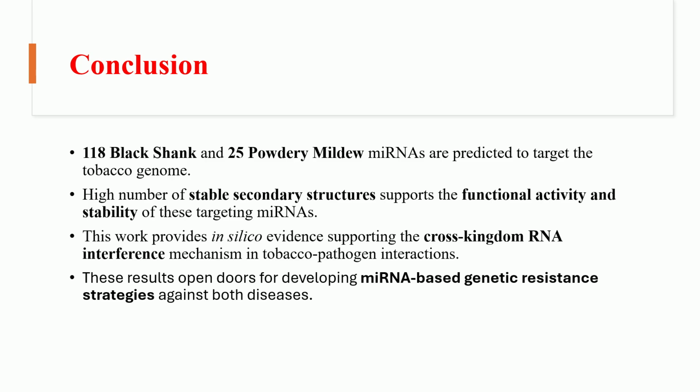118 black shank and 25 powdery mildew microRNAs are predicted to target the tobacco genome. A high number of stable secondary structures supports the functional activity and stability of these targeting microRNAs. This work provides in silico evidence supporting the cross-kingdom RNA interference mechanism in tobacco-pathogen interactions. These results open doors for developing microRNA-based genetic resistance strategies against both diseases.